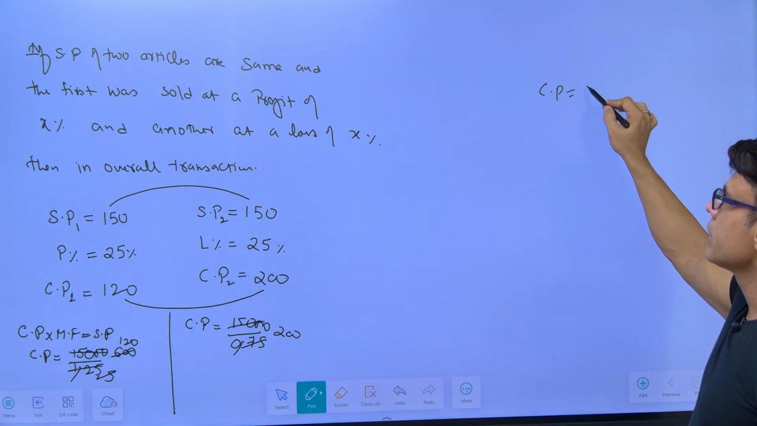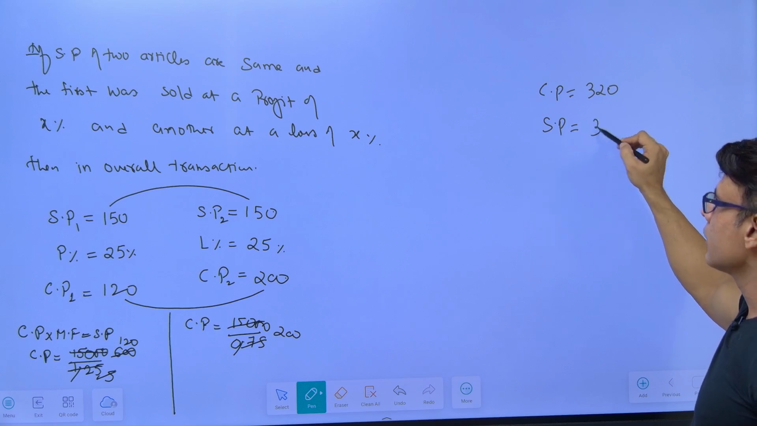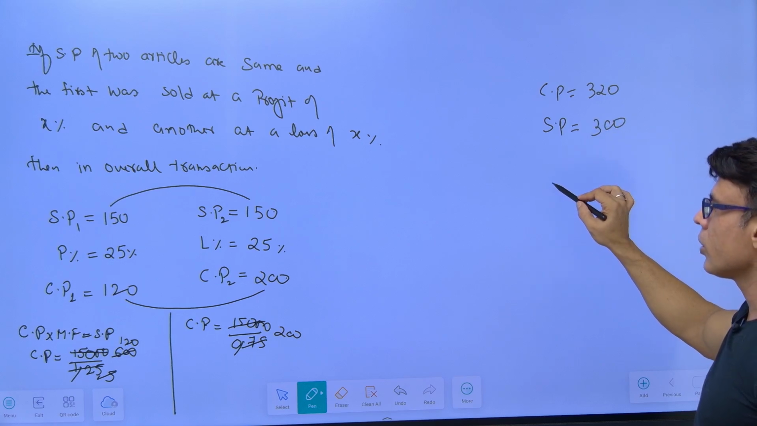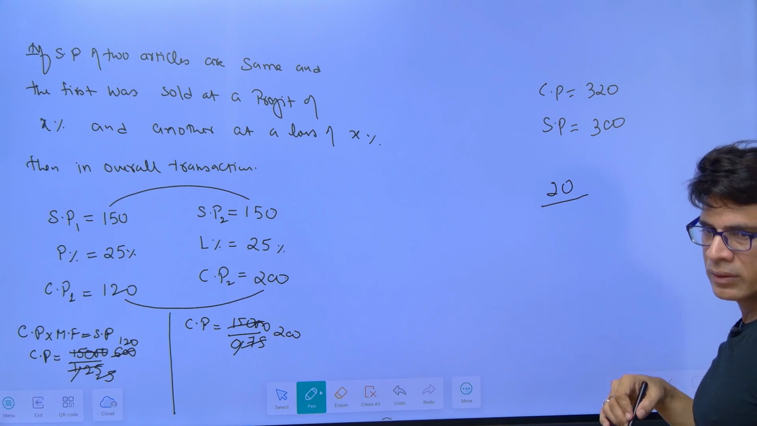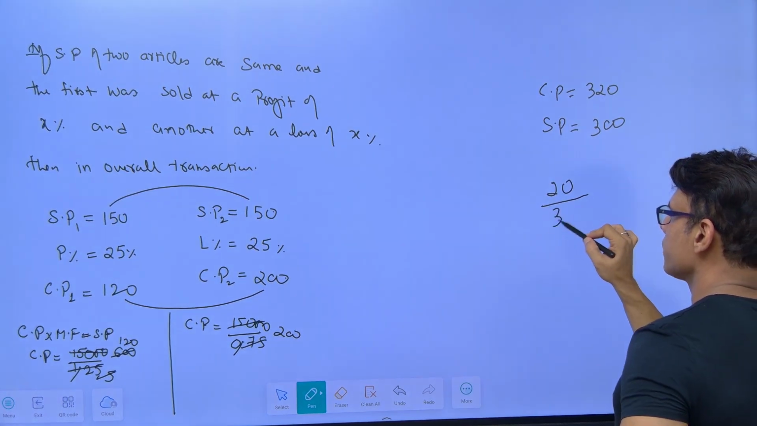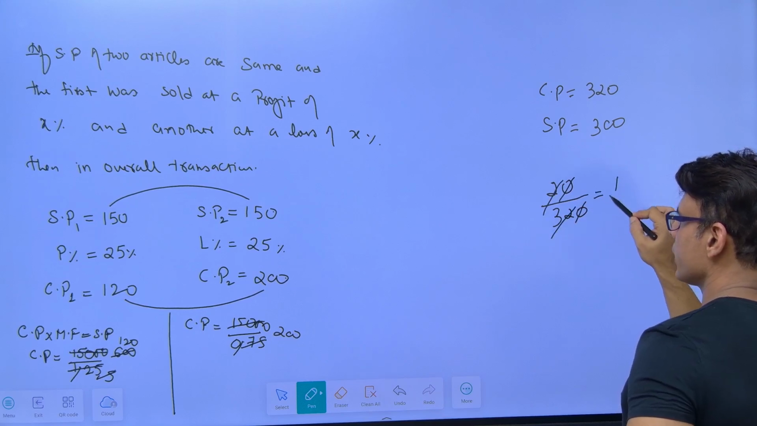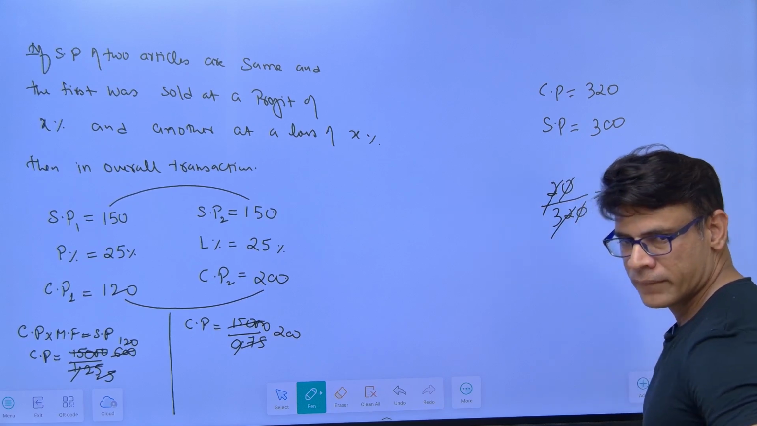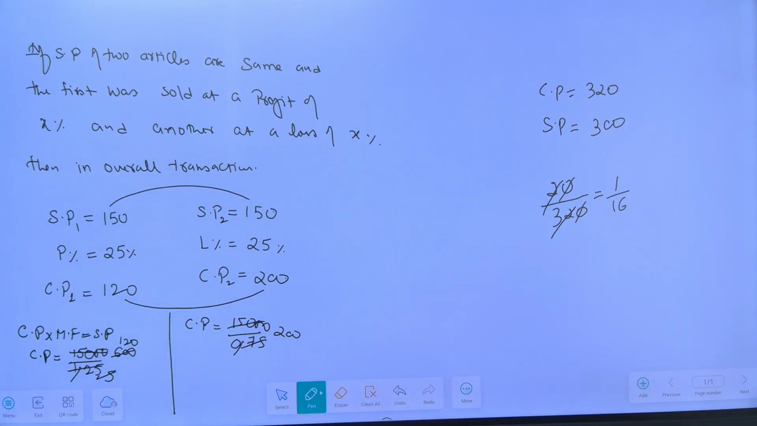What is the cost price? 320. What is the selling price? You made a profit or loss of 20 rupees on 320 or 300? 320. To find out percentage of this, you find out percentage fraction. What is 1 by 16 equal to? 6.25. 1 by 16 is equal to 6.25.